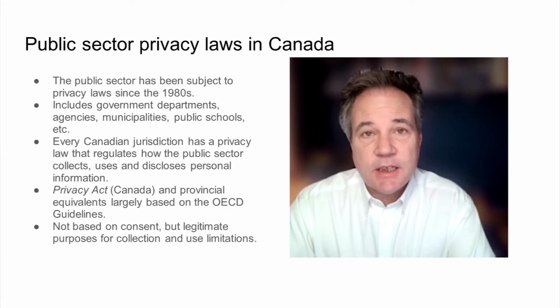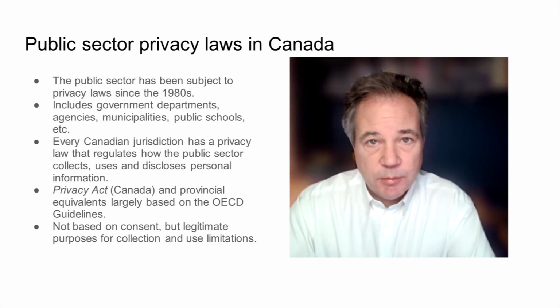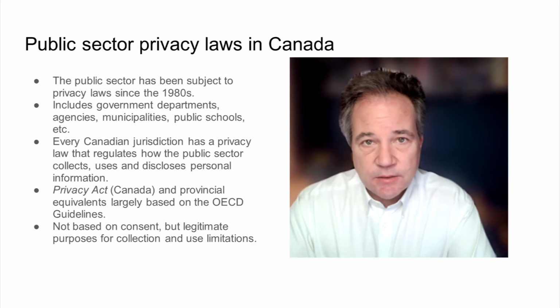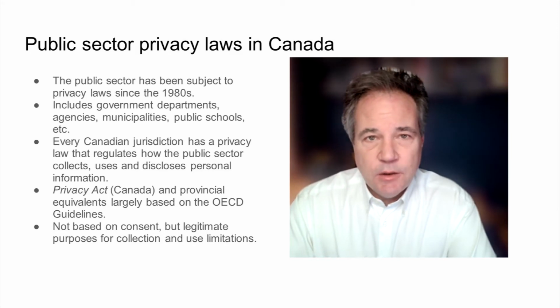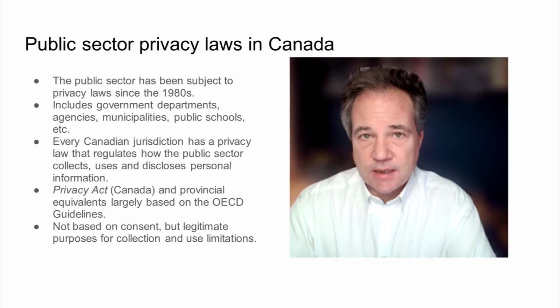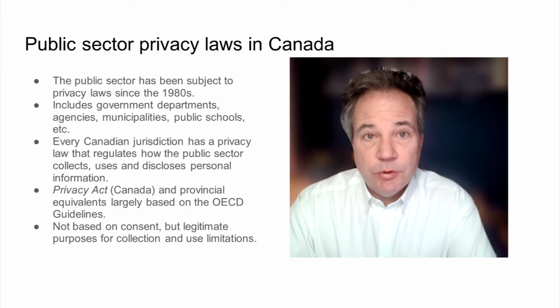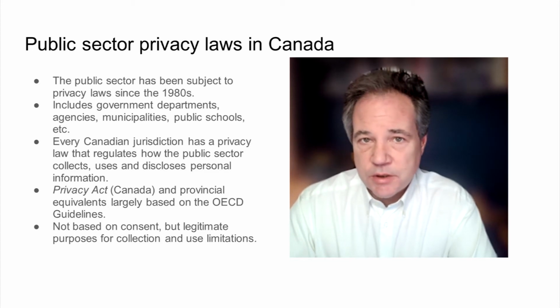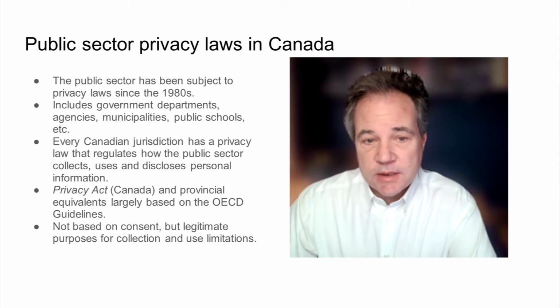So in the Canadian public sector, the public sector has been subject to privacy laws since the 1980s. And when we talk about the public sector, we're talking about the federal government, the provincial government, municipalities, universities, schools, and hospitals. So the first one was the Canadian Privacy Act, the federal statute, which was based on the OECD guidelines. And since then, every single province and territory has a public sector privacy law. One thing that's notable that distinguishes our public sector laws from our private sector laws is that our public sector laws are not based on consent. They're based on legitimate purposes that are rooted in lawfully sanctioned activities that can allow the collection of personal information for those purposes and the use and disclosure of personal information for those purposes or for compatible purposes.